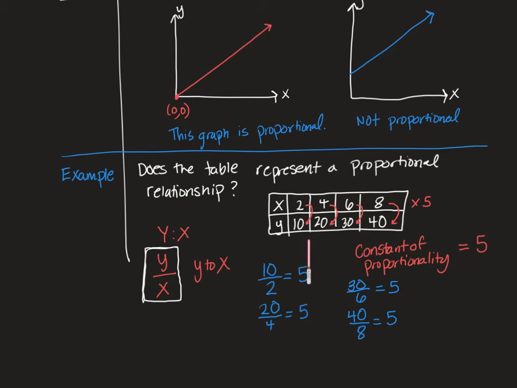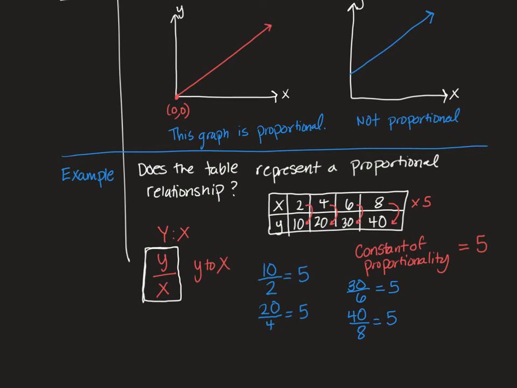Now let's say you were to get 5 for almost all of them, and then one of them wasn't 5. That means the table is not proportional. That means you don't have a constant of proportionality. So if you get something different, like this is 5, this is 5, this is 6, and then that's 5, that means that you don't have a constant of proportionality. It's not constant, it's not a straight line, I guess, if you drew it out.